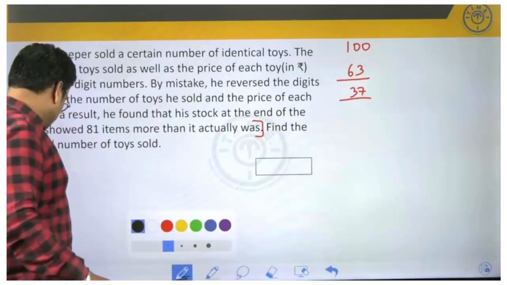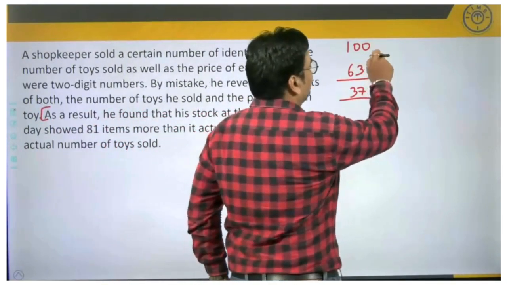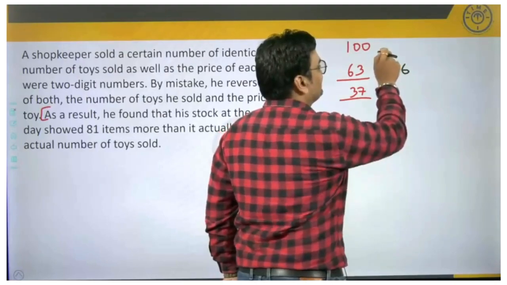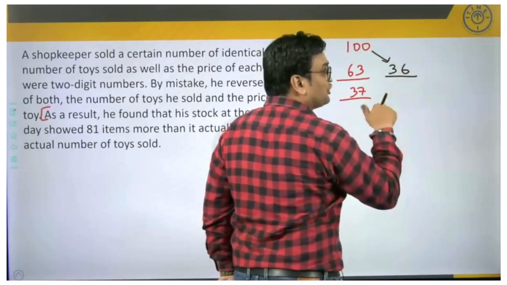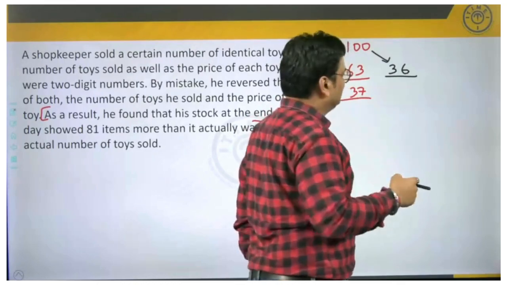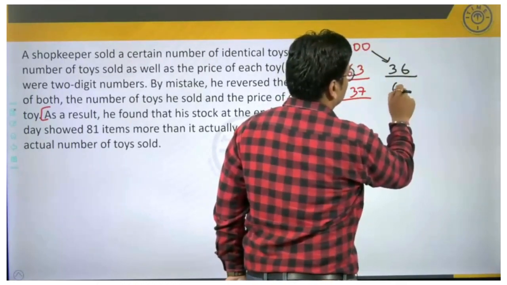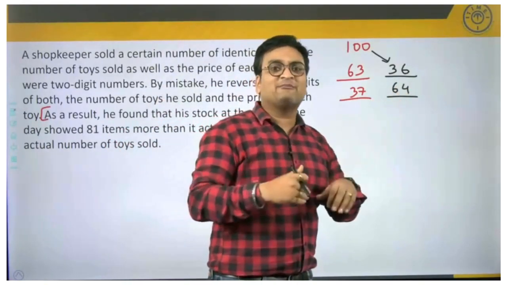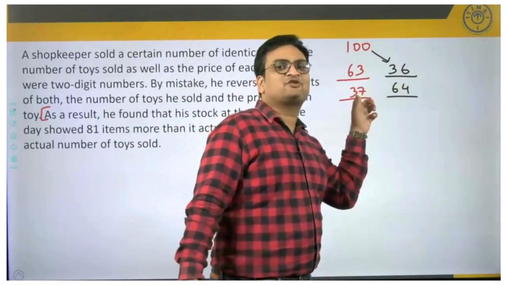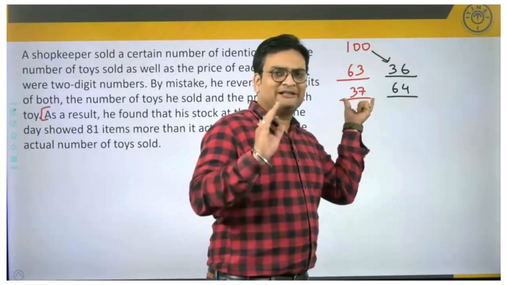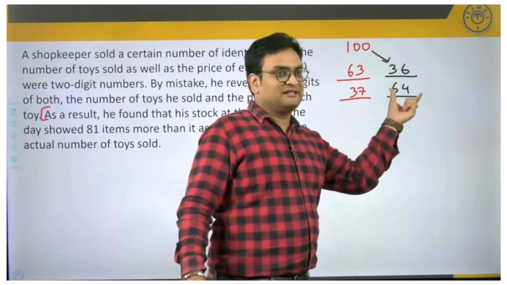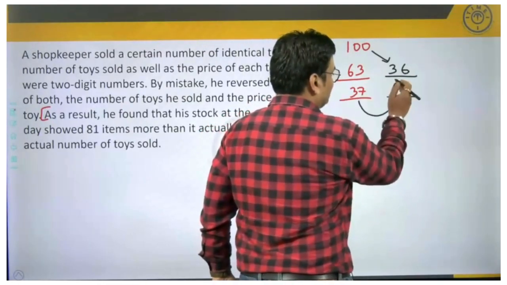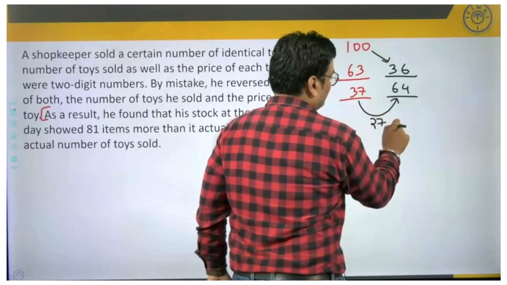But what's happening? He made a mistake here. So instead of reporting 63 sales, he is reporting 36 sales. So if it is 36, can I say the stock left in the godown will be 100 minus 36, which is 64. So as you can see, the stock is showing more items than what it actually is. Actually, there are only 37 toys, but the stock due to this error is showing 64 items. How many items more? It is showing 64 minus 37, 27 more.